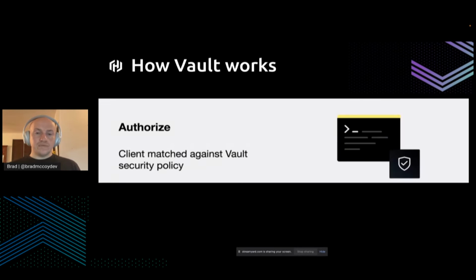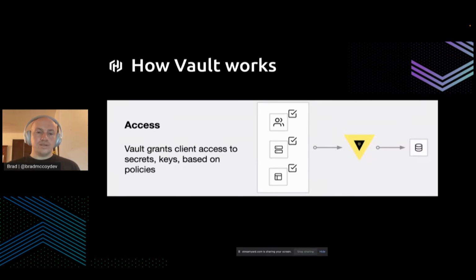The client is matched against the Vault security policy, which says, okay, we know that John is John, and he has access to retrieve these secrets as well. That's the whole part of the authorization. And then access: Vault will then grant the client access to the secret keys based on policies.